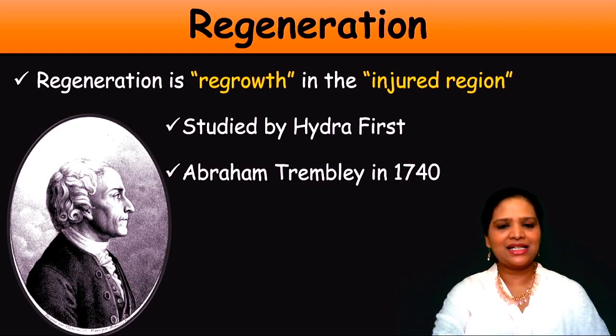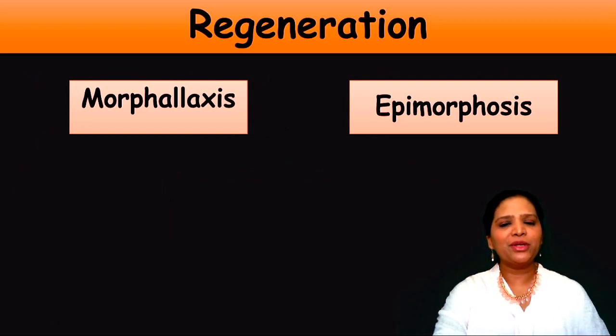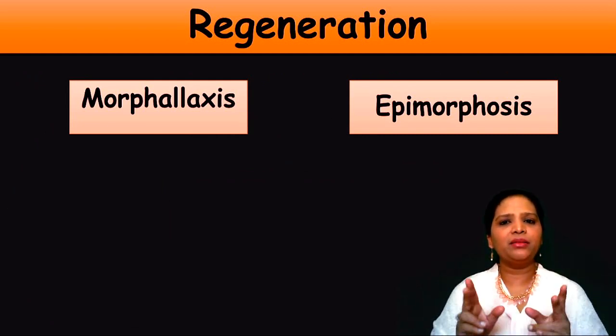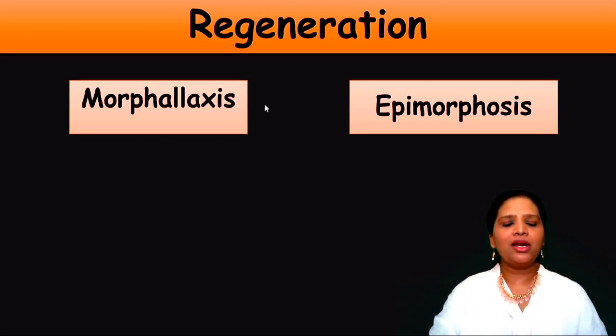This was first studied in Hydra by Abraham Trembley in 1740. He was the first to notice that regeneration is a method occurring in Hydra. Do you remember? Initially I told you Hydra was a very interesting organism for many scientists. Why? Because they adopt this method of regeneration. Let us see what that is. This regeneration is classified majorly into two types. One is called morphallaxis and another is called epimorphosis. There is a small difference between these two. Basically these are regeneration only.